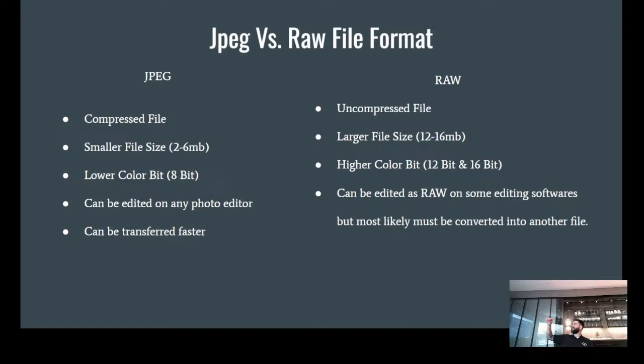When we look at RAW, it's an uncompressed file, which basically means it's a larger file size. So in this case, now you're jumping almost double the size, if not double, what a standard JPEG is. So RAW, 12 to 16 megabytes. Now you're looking at taking 3 times to 4 times less photos than you would if you were shooting on JPEG. The benefit, though, is that now you have much more to play with and to edit as far as color goes. So it's got a higher color bit rate. So now we're looking at a 12-bit or a 16-bit.